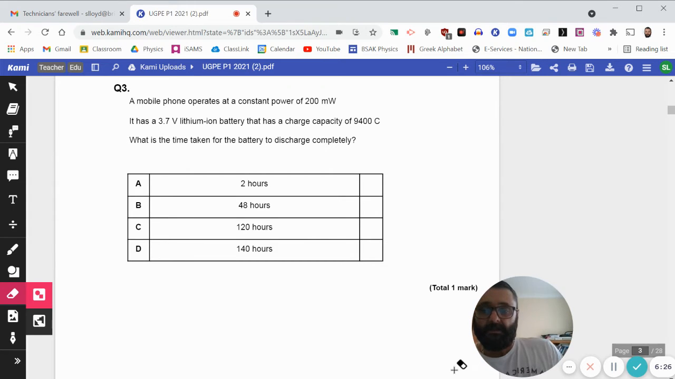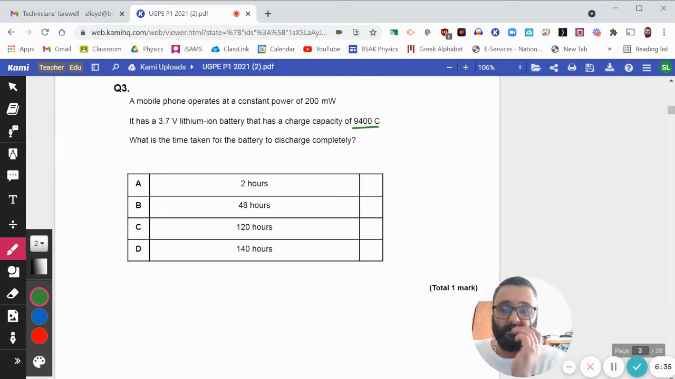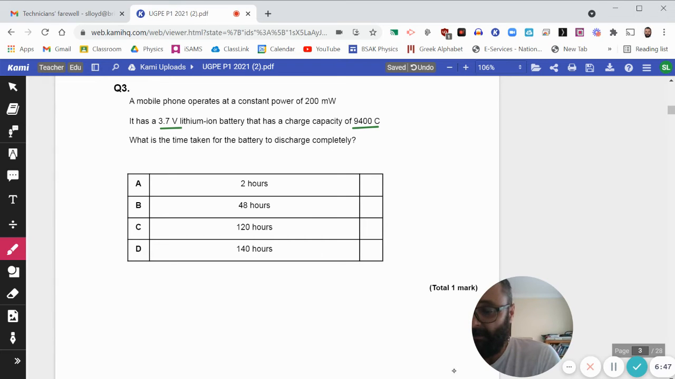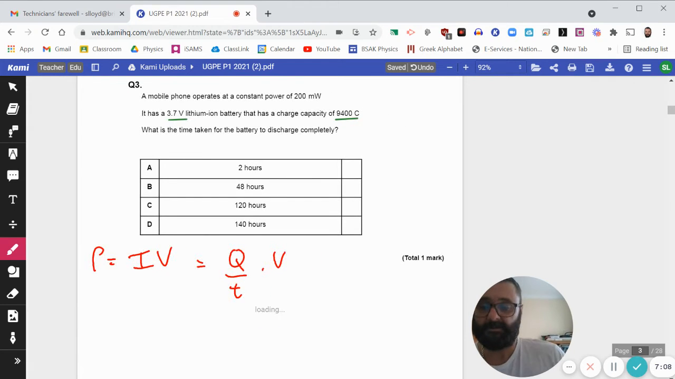Mobile phone, constant power of 200 milliwatts. We've got an amount of charge. We've got an amount of voltage. Right, we want the time. So what do we got? Okay, equations wise, electrical power, P equals IV. Well, we know I is Q over T. So P equals Q over T times V. We know the power, we know the charge, we know the voltage, we need time. So it looks like time is the only unknown here.